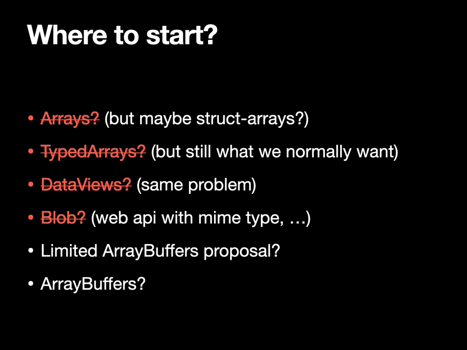Jack Works does have a previous proposal where he started where we're starting, which is array buffers, in his proposal called limited array buffers. That proposal, for various reasons, did not proceed beyond stage one, but it did get to stage one. We believe that the current proposal that Jack is a co-champion of avoids the impediments that caused the previous one not to proceed beyond stage one. So today, we're again starting with array buffers as our place to start.